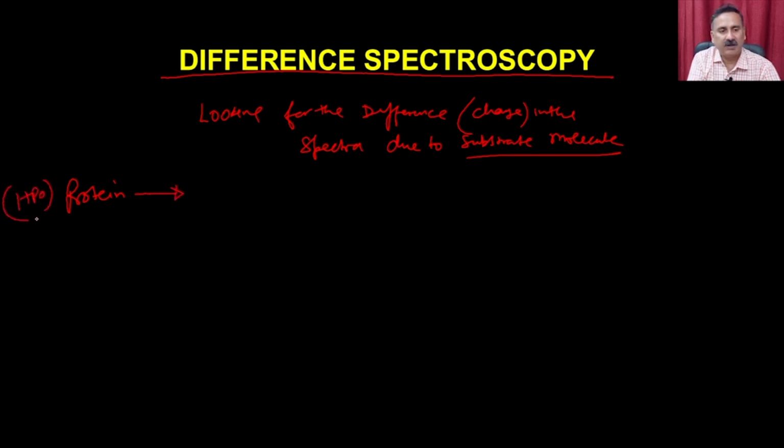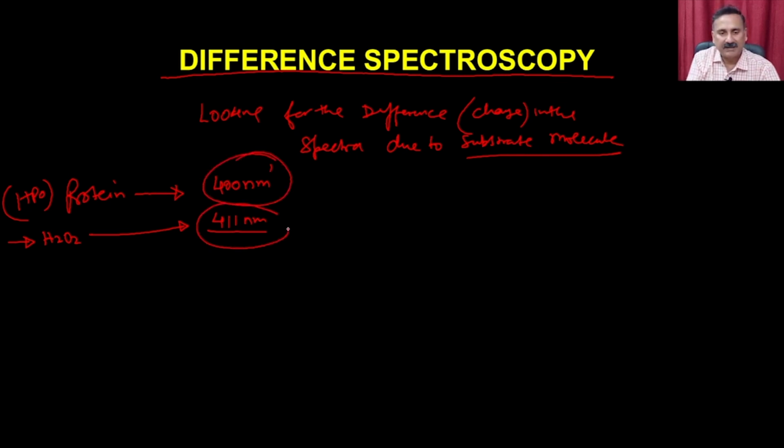We have taken this example, and it absorbs at 400 nanometer. Now, if I add a substrate, for example the H2O2, what will happen is that the H2O2 is going to take up some of the intensity from the protein, and that's why it is going to absorb at 411 nanometer. So now the energy that was going into the protein will go into the complex, and as a result it is going to show you a difference in the spectra.